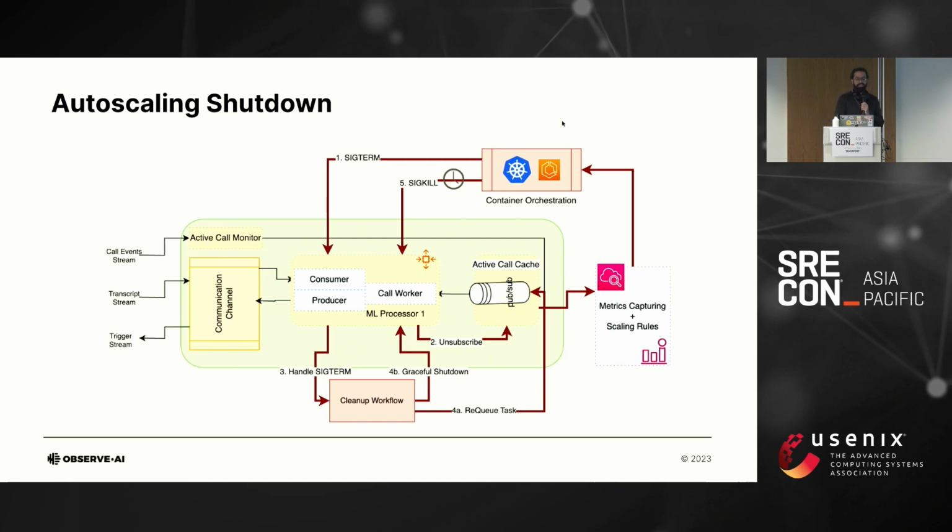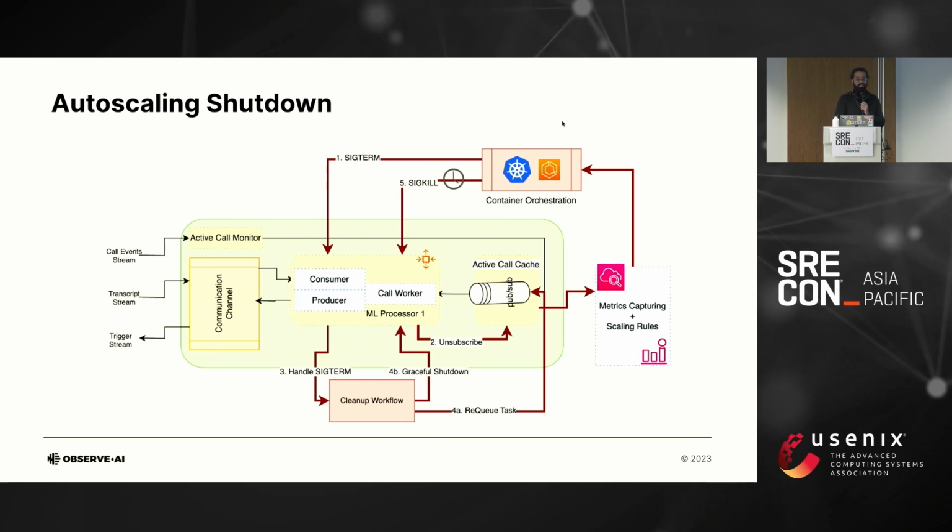What it does is, first, it would unsubscribe from the cache so that no new calls are assigned during the period where it's being terminated. Then it would requeue the task that it was processing. So if I'm processing one particular call, I would store all its state back into the cache, and it will be available for the other instance to pick up. And then I would gracefully shut down on my own without the container orchestration having to do anything about it.